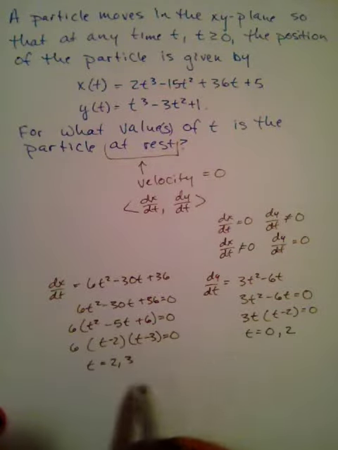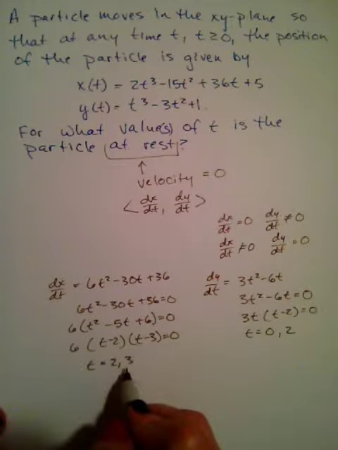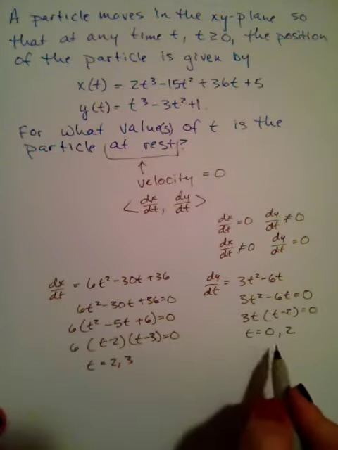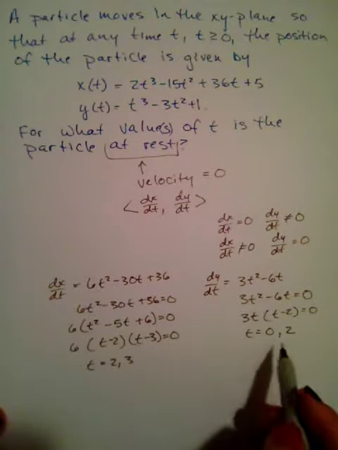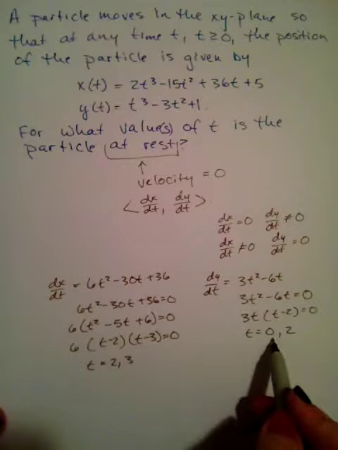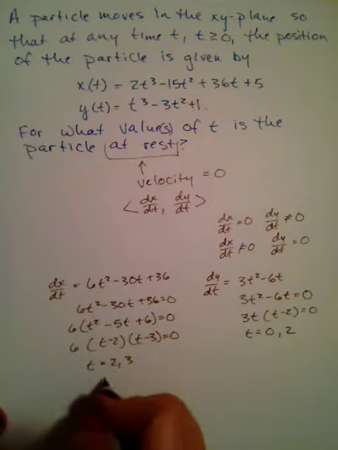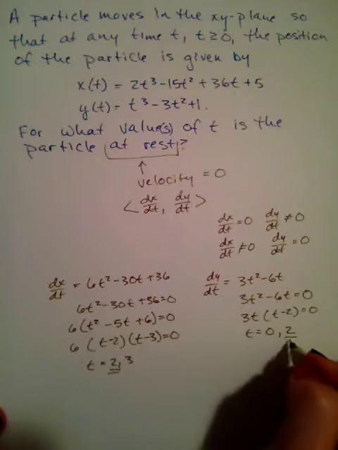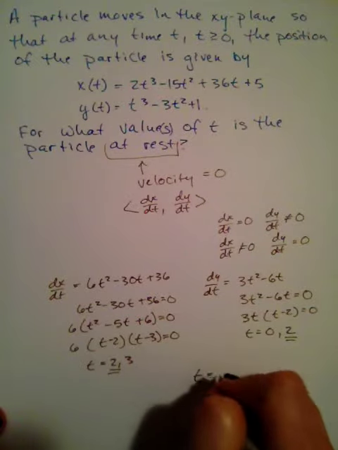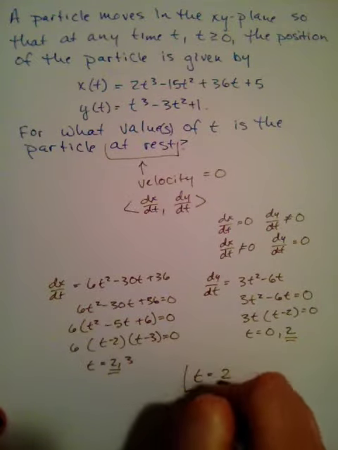So what we're looking for is a t value in common. At t equals 3, dx/dt equals 0, but dy/dt does not. And at t equals 0, dy/dt equals 0, but dx/dt does not. So the t value in common is t equals 2. So we know that the only time the particle is at rest is when t equals 2.